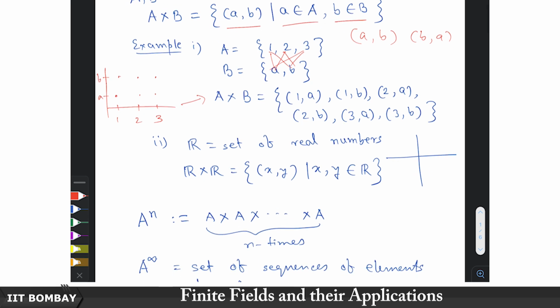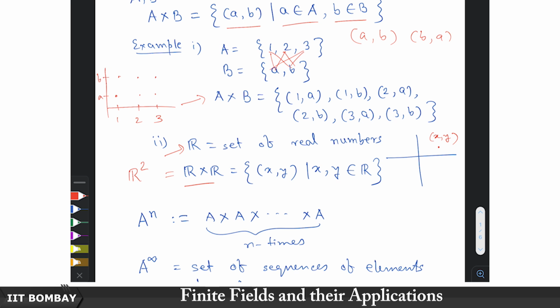Now, if we take R to be the set of all real numbers, R cross R is the pairs of real numbers which are typically represented by the two dimensional plane, and every element here is a pair of real numbers, right. It is a vector with two components, so (x, y). This is often written as R2, and similarly one can also define for any set A power n, which is the Cartesian product of A n times.